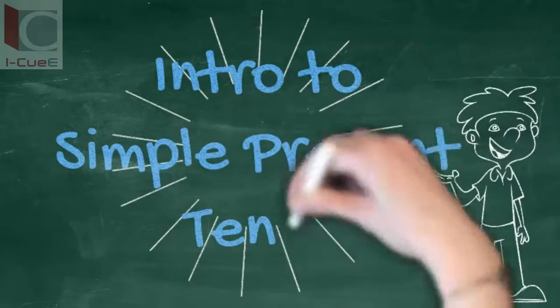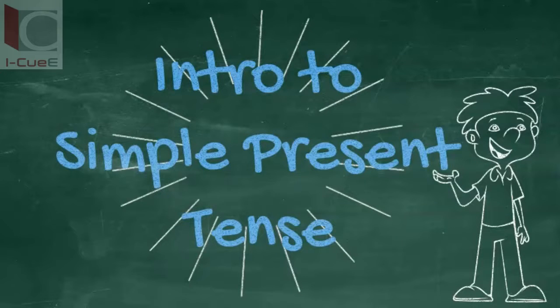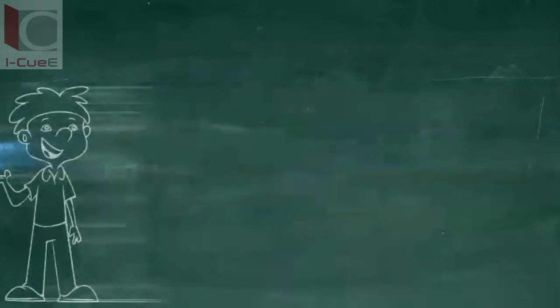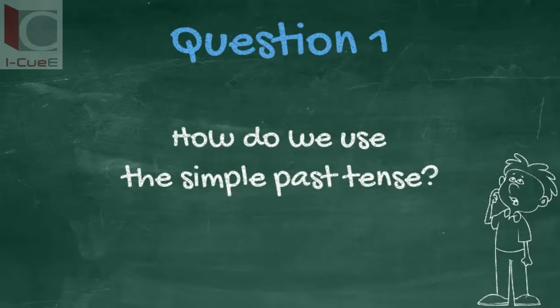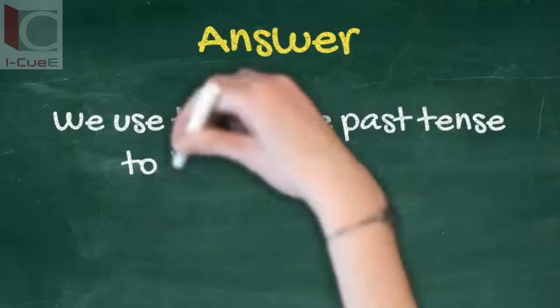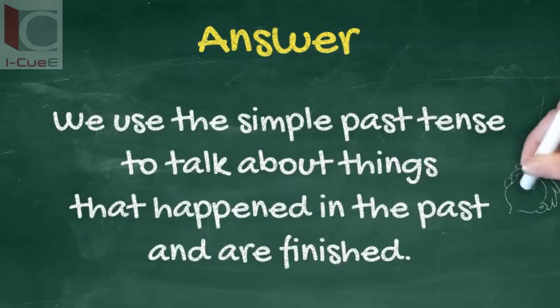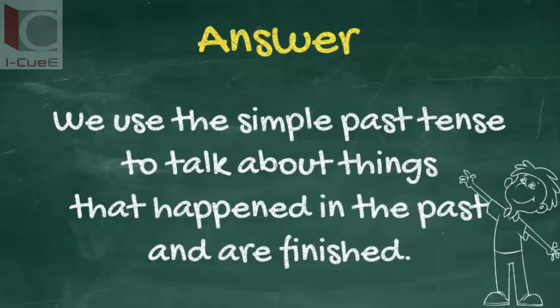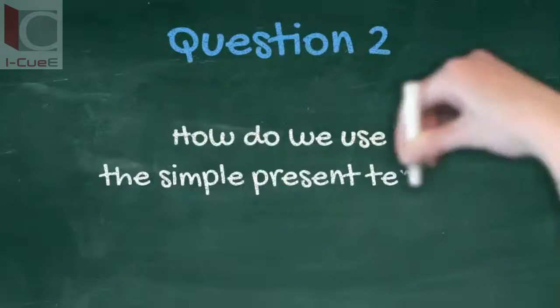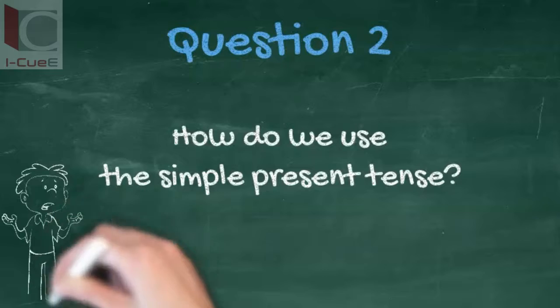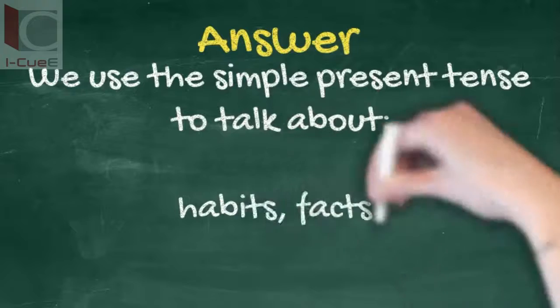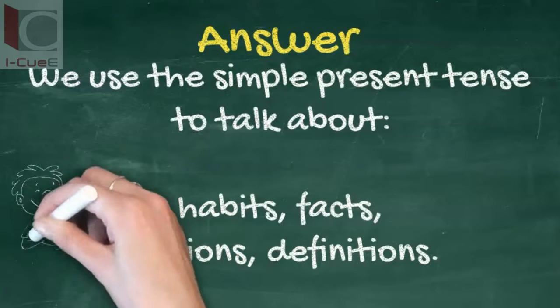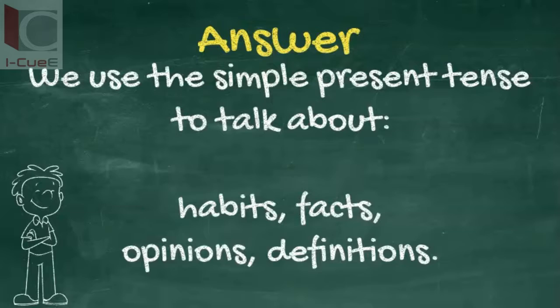Intro to Simple Present Tense. How do we use the simple past tense? We use the simple past tense to talk about things that happened in the past and are finished. How do we use the simple present tense? We use the simple present tense to talk about habits, facts, opinions, definitions.